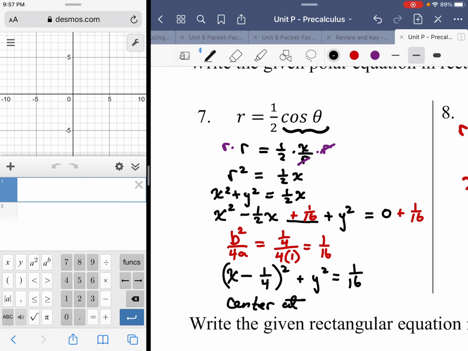All right. So that's going to give us a circle with a center at 1/4, 0, and a radius equal to 1/4. And now if we look at the structure of the polar equation, we're looking at a few different things, but the obvious thing would be that 1/2. That 1/2 actually represents the diameter of a circle. If your polar equation is in this form, that would be the diameter of the circle.